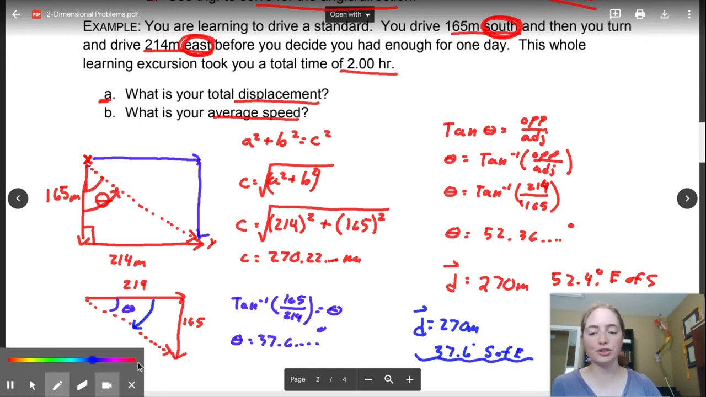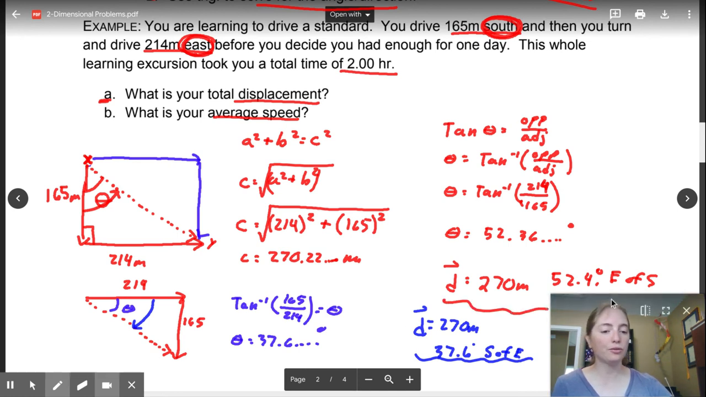So, ladies and gentlemen, your vector questions on your 2D vectors are going to have 2 correct answers. The magnitude isn't going to change. You have 2 correct angles. Okay? Now, I want you guys to try something, because on a multiple choice test, you're only going to be given one.